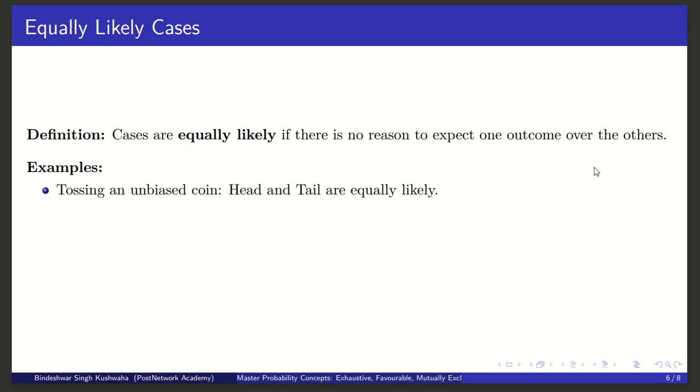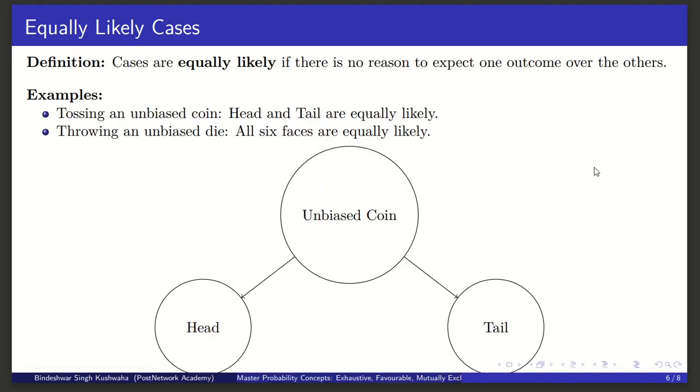Equally likely cases. Cases are called equally likely if there is no reason to expect one outcome over the others. Example, tossing an unbiased coin. Head and tail are equally likely. That means there is an equal chance of head coming and an equal chance of tail coming. So they are equally likely if the coin is unbiased.